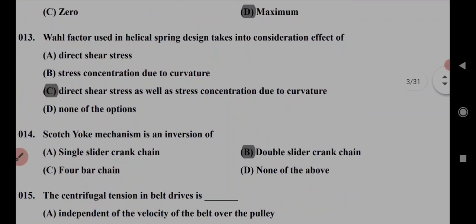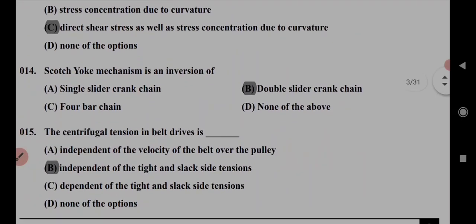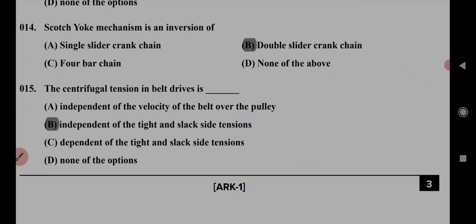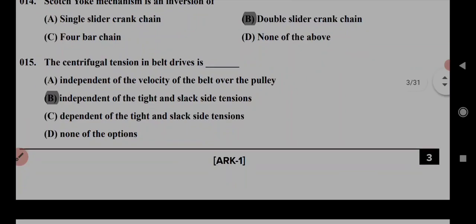The Wahl factor used in helical spring design takes into consideration the effect of direct shear stress as well as stress concentration due to the curvature. Option C is correct. Scotch yoke mechanism is an inversion of a double slider crank chain. Option B is correct. The centrifugal tension in belt drives is independent of the tight and slack side tension.